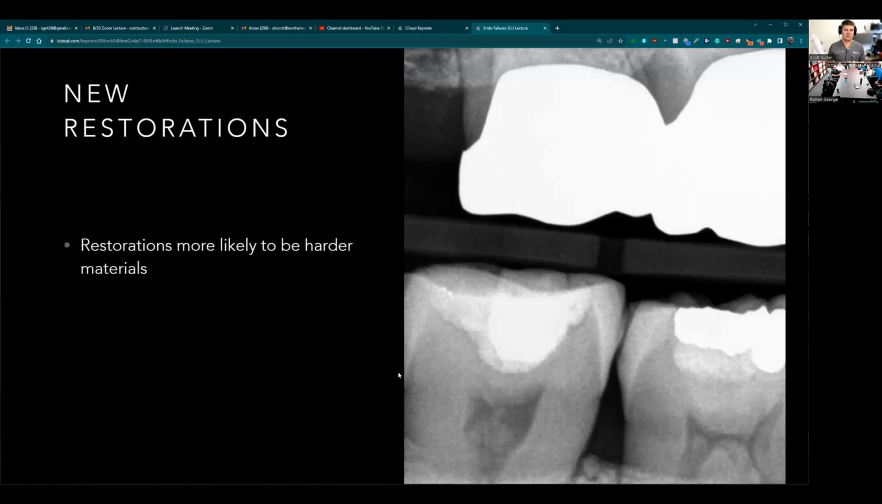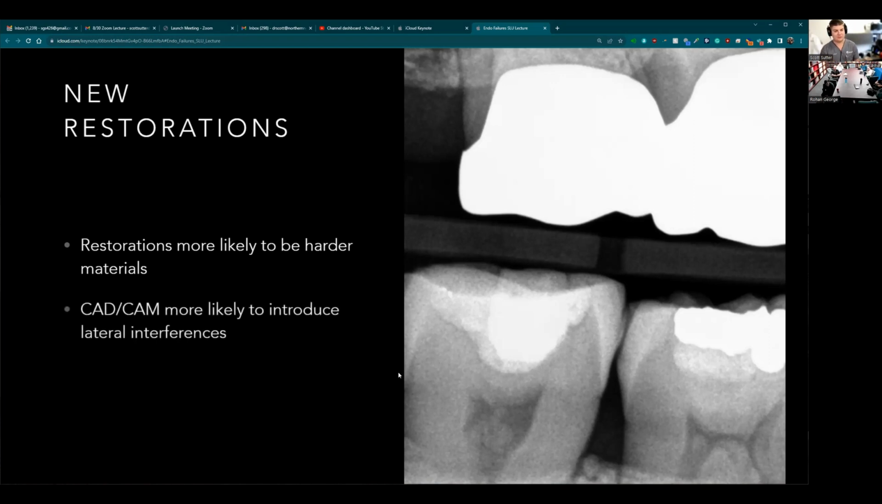New restorations are more than likely going to be made out of harder materials. We don't see a lot of people using gold. We don't see a lot of PFMs anymore. We mostly see lithium disilicate or Emax crowns, and we see a lot of zirconia. And in this case right here, those massive cusps on the maxillary teeth were causing pain on the mandibular teeth.